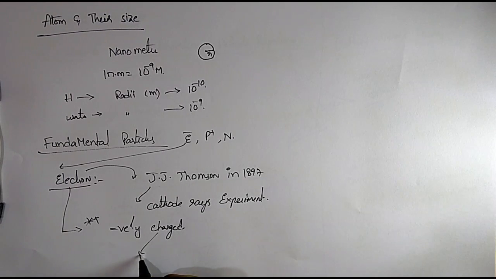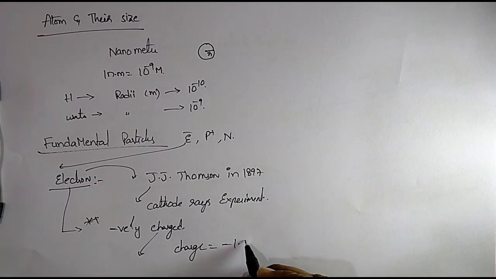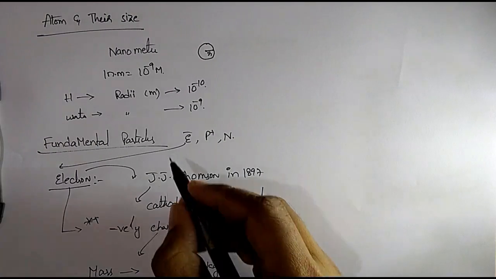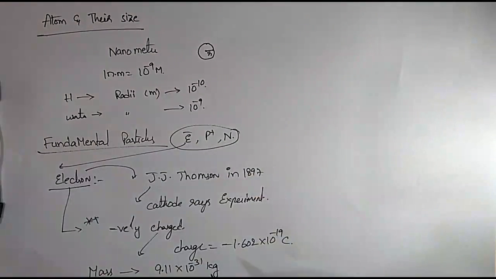Coming to the charge of the electron, it is negatively charged, that is 1.602 into 10 power minus 19 coulombs. And coming to the mass of the electron, it is 9.11 into 10 power minus 31 kg. And among all these fundamental particles, the electron is the lightest one.